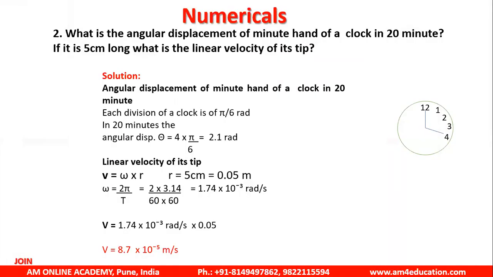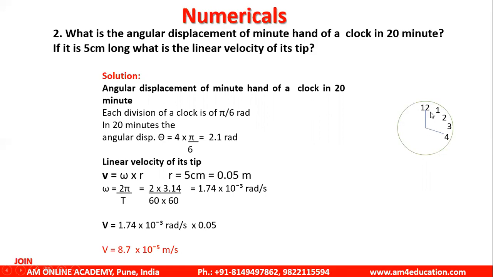What is the angular displacement of the minute hand of a clock in 20 minutes? If the minute hand is 5 centimeter long, what is the linear speed of its tip? Now, here the clock is divided into 12 divisions. The complete circle, that is 360 degree, is divided into 12 divisions. So each division is of 30 degree, that is pi by 6.